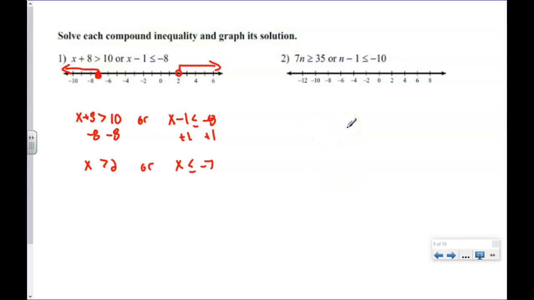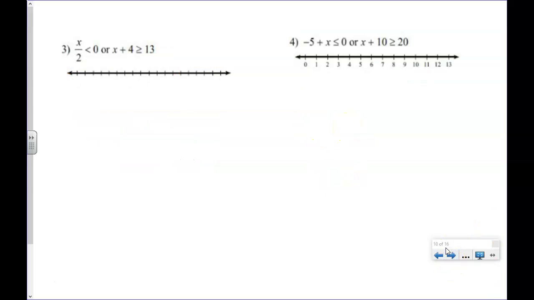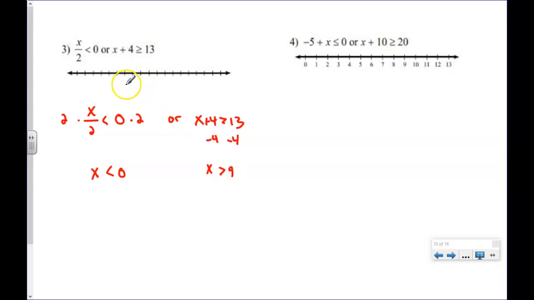So like number 2 is going to be pretty similar. Let's see if I can find one that's a little bit more challenging. Let's look at like number 3. I have x over 2 is less than 0, or x plus 4 is less than or equal to 13. So in this case, I want to get rid of the 2 out of the denominators like we were talking about before. We can multiply both sides by 2, and we could say that x is less than 2. And then here we could subtract 4. So I know that x is greater than 9.